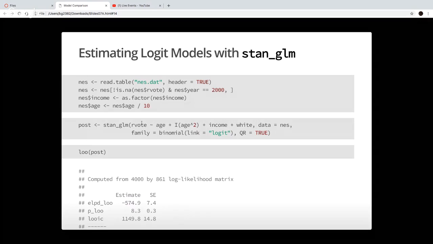But if there had been any problems, in terms of assumptions not being met, I would have gotten warning messages all over the place about Pareto k hats being too big, and so on. In this case, it didn't happen, so we're in the clear.